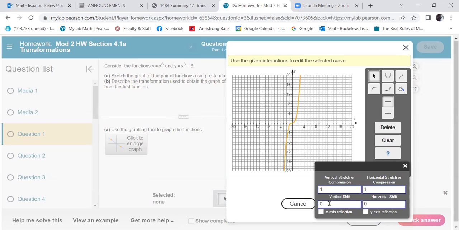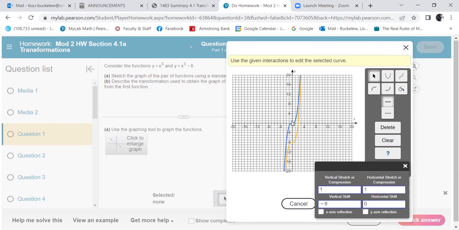So vertical shift is really just whatever the number is after that x term. So I'm going to take that out and write -8. That means it's going to drop 8 units. And watch what happens when I close the window. Okay, do you see that the second graph that hasn't been saved yet has been lowered?